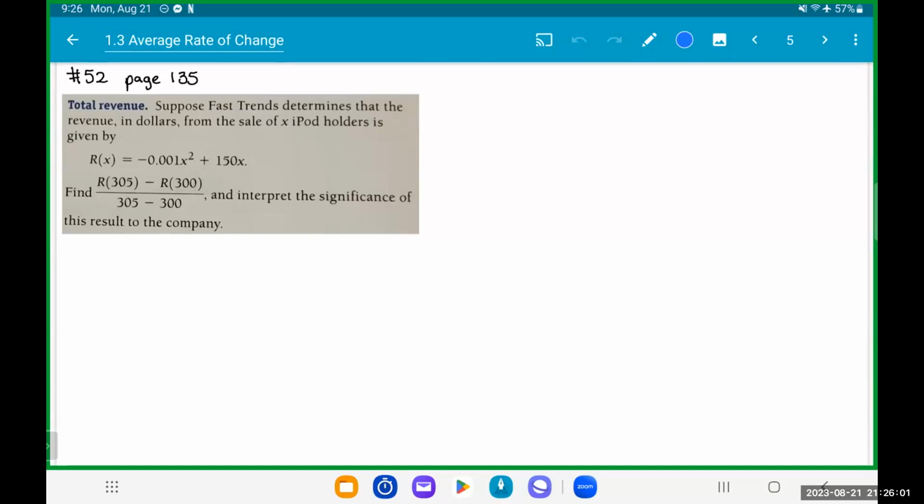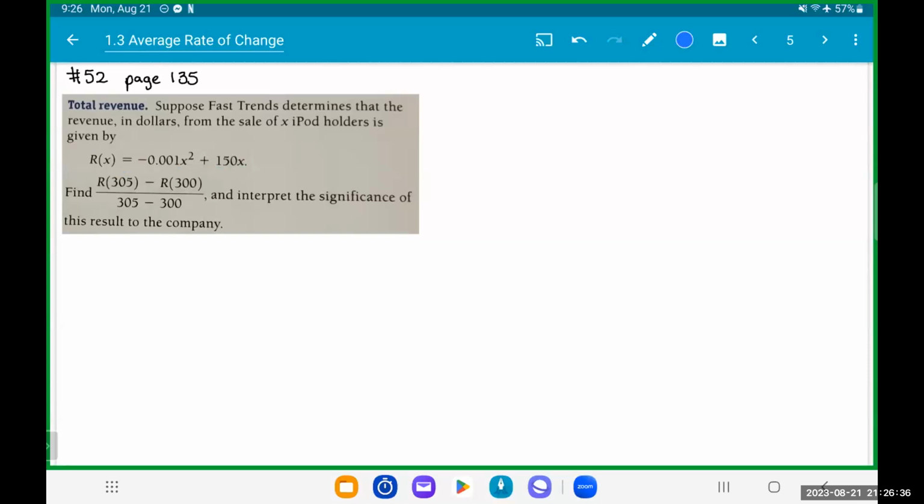For this one, we're looking at total revenue. Suppose that Fast Trends determines that the revenue in dollars for the sales of x number of iPod holders is given by R of x equals this formula here, okay? So we want to find R of 305 minus R of 300, and interpret those results.